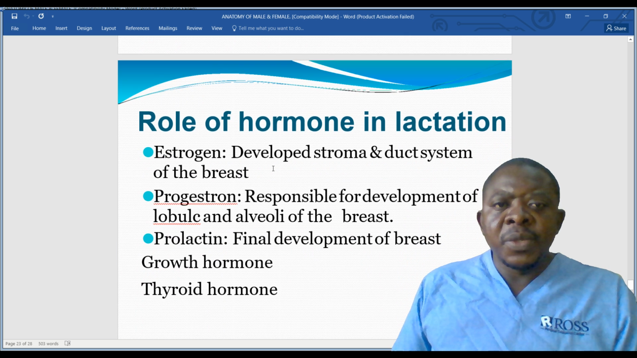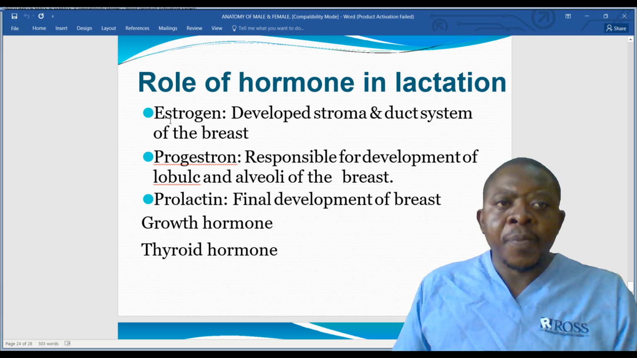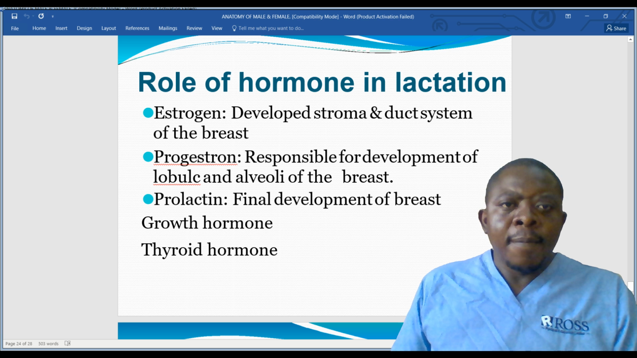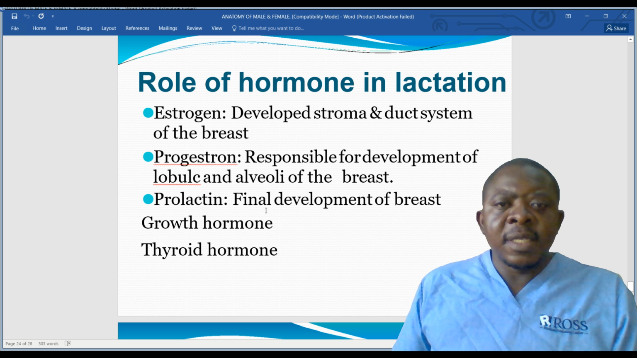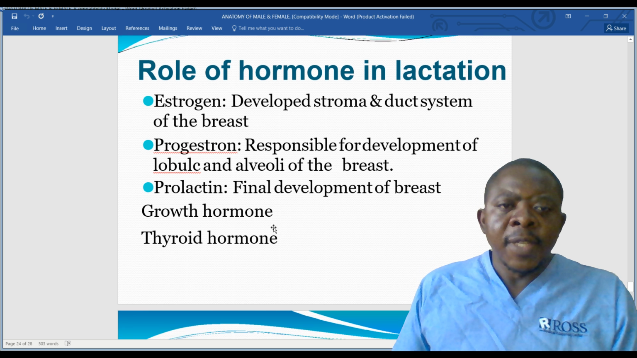Roles of hormones in lactation. Estrogen. Develops the stroma and duct system of the breast. So estrogen is involved in developing the stroma and the duct system of the breast. Progesterone. This one is responsible for the development of the lobules and alveoli of the breast. Prolactin. This one is involved in the final development of the breast, along with growth hormone and thyroid hormones.